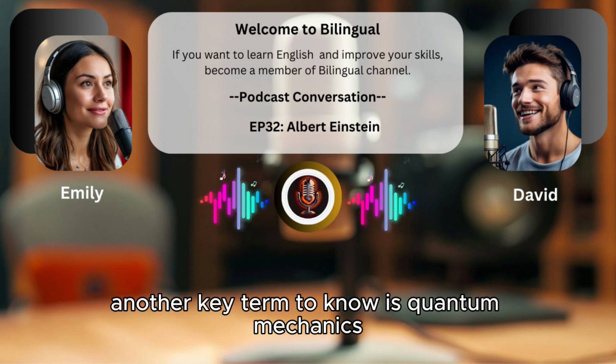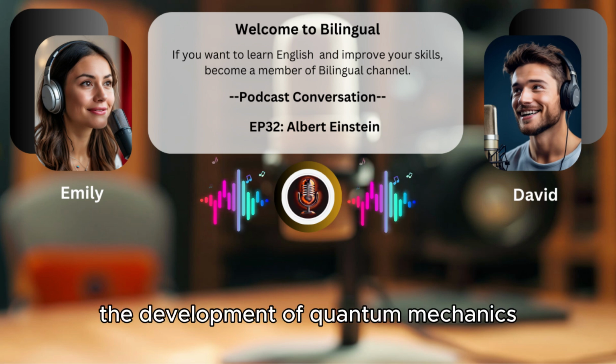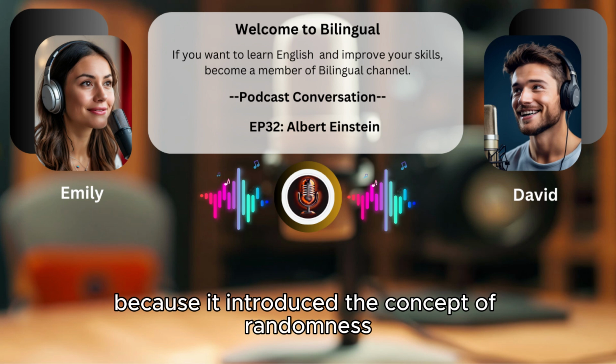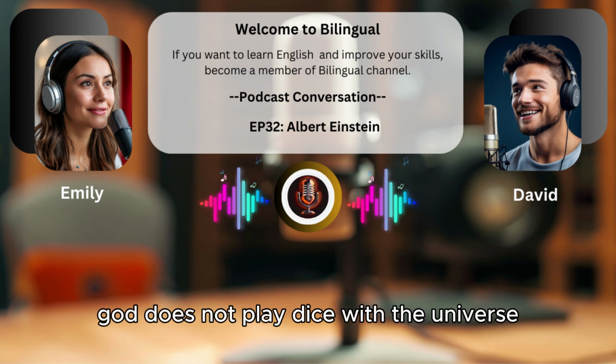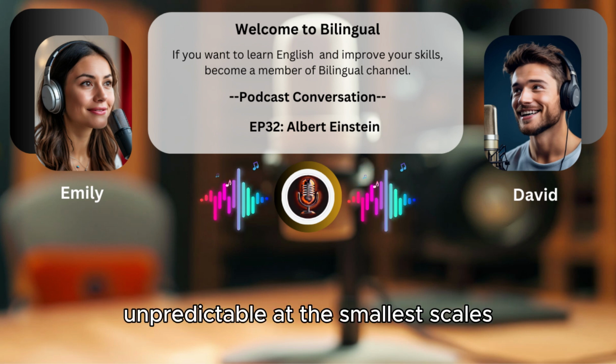Another key term to know is quantum mechanics. While Einstein contributed to the development of quantum mechanics, he had some reservations about it because it introduced the concept of randomness, which he famously struggled with. Yes, Einstein once said, "God does not play dice with the universe." This shows his discomfort with the idea that the universe might be inherently unpredictable at the smallest scales.